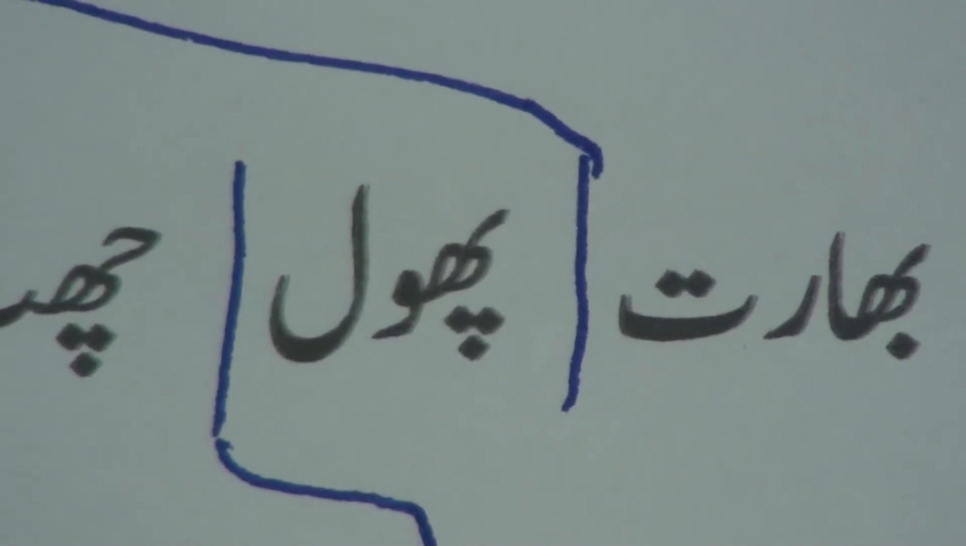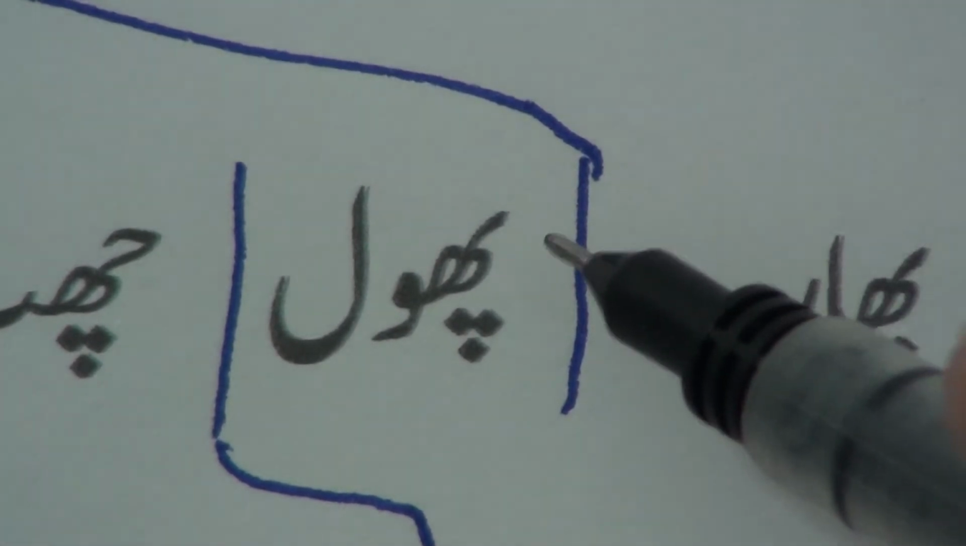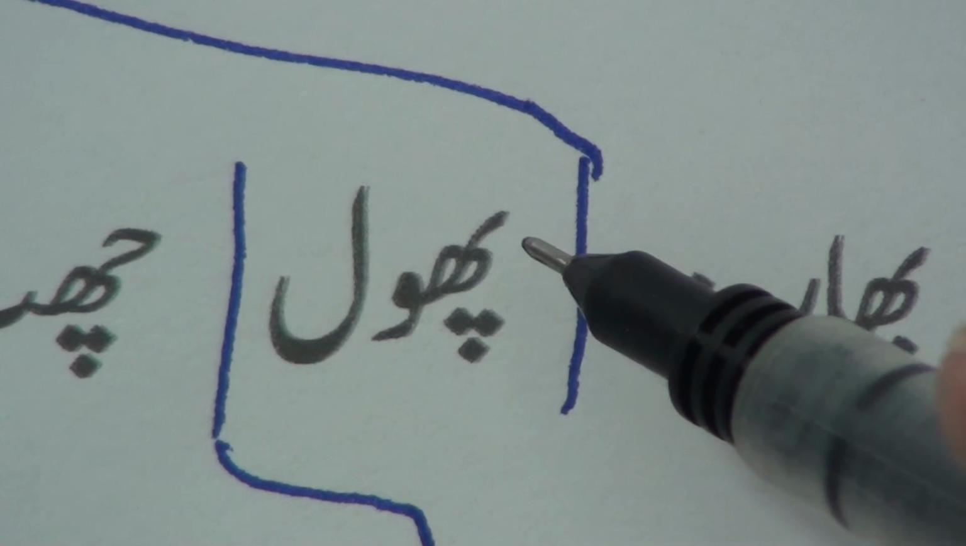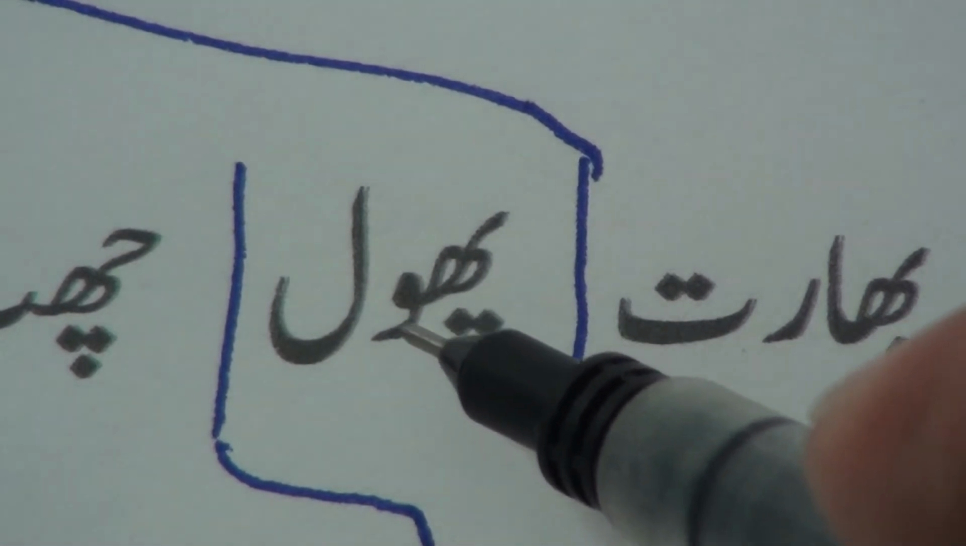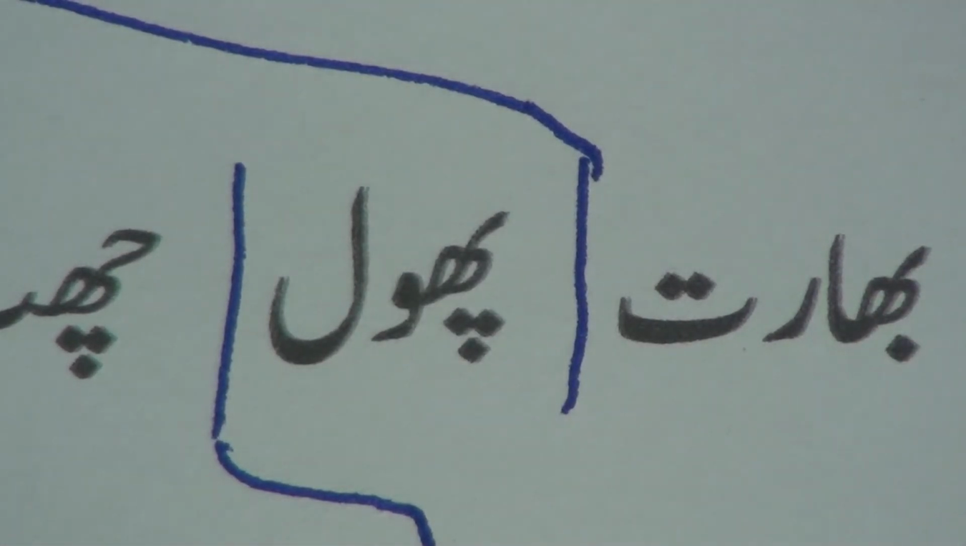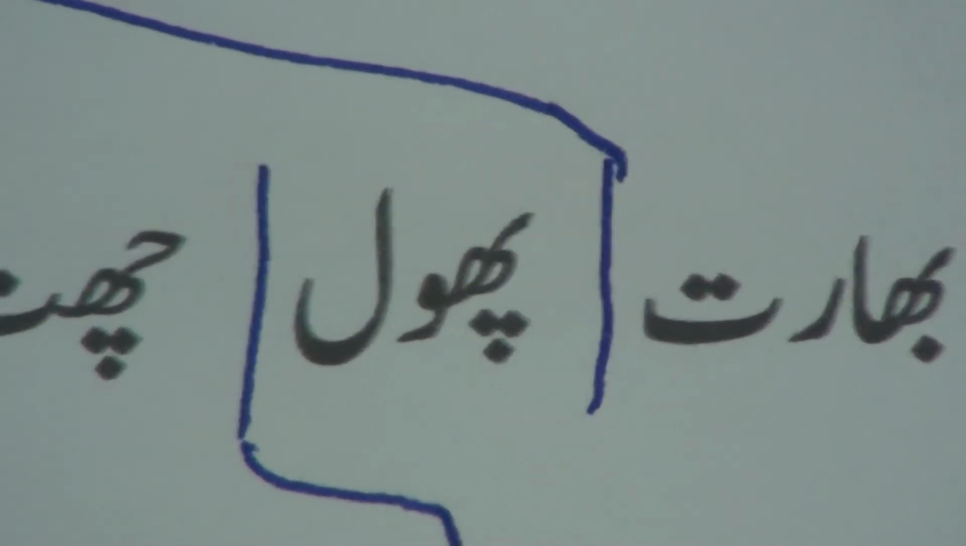Phool. Pe represents pa, but pe do chashmi he gives the sound pha. So pe do chashmi he, phu, and lam, phool. Phool means flower. Bharat means India.